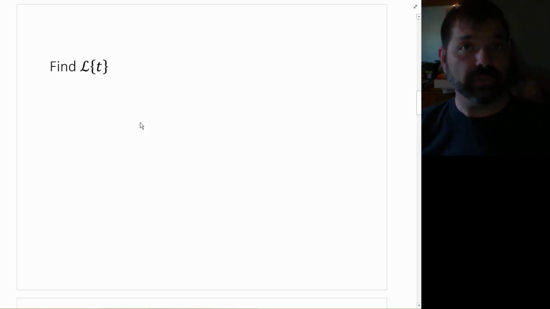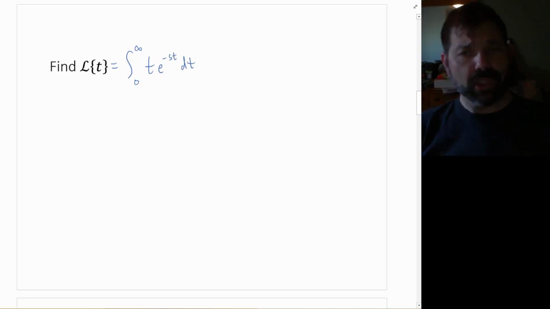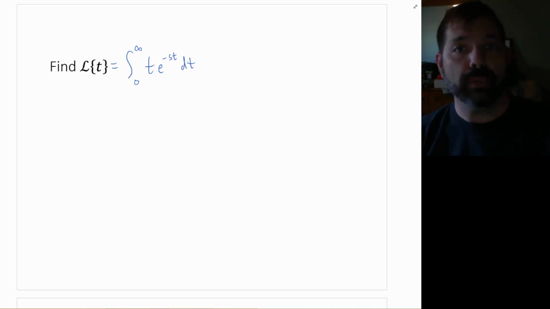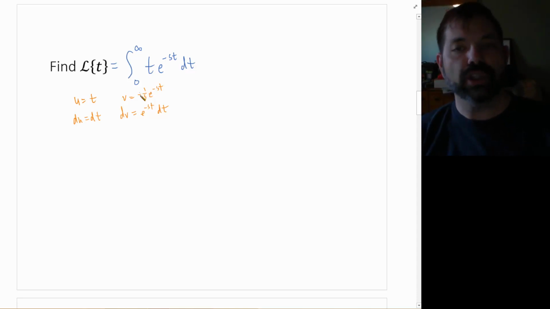Okay, so now let's up the ante a little bit. Let's find the Laplace transform of t. Well, this would be the integral from 0 to infinity of t e to the negative st dt. So I have an algebraic factor, t, and a transcendental factor, e to the negative st. This might remind you to use integration by parts. We would say, let u equal t, let dv equal e to the negative st dt, then du is equal to dt, and v would be negative 1 over s e to the negative st, and we apply integration by parts, and then we go from there.